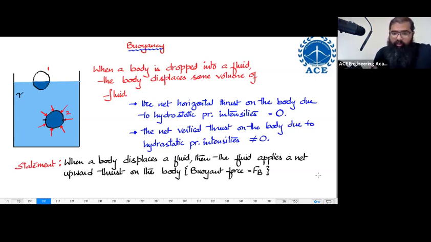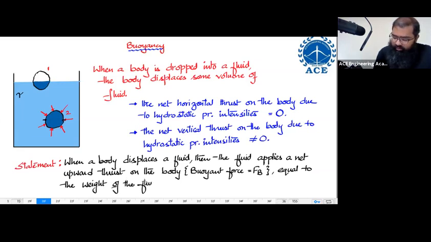When a body displaces a fluid, then the fluid applies a net upward thrust on the body equal to the weight of the fluid displaced. So this basically means the value of F_B has to be equal to gamma times the volume of the fluid displaced.